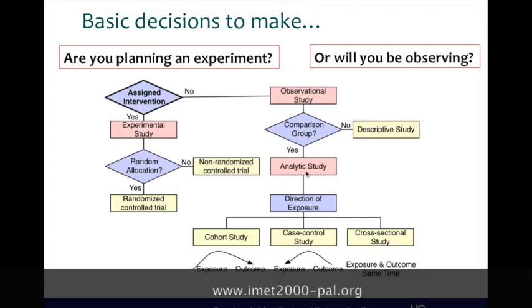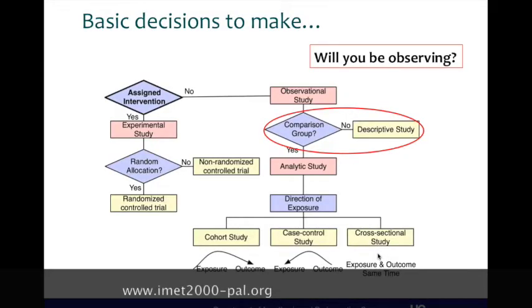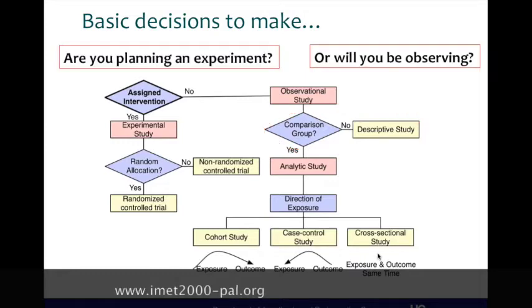But if you do plan to compare groups, this is analytical, and then you can subcategorize the analytical studies as follows. You can certainly look at a cohort of subjects over time. You can look at patients who have an outcome that you're interested in and compare them to patients who don't have the outcome. That's called a case control study, or a cross-sectional study where you're looking at both the exposure and the outcome at the same time. We'll go a little bit more in depth into what all this really means.